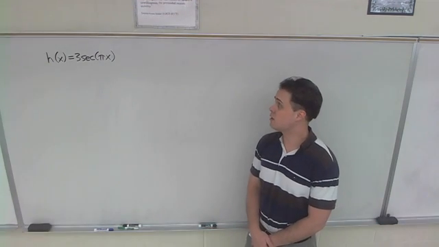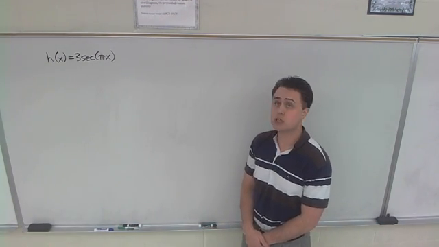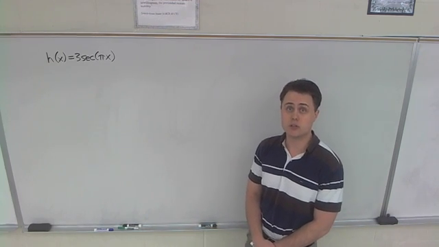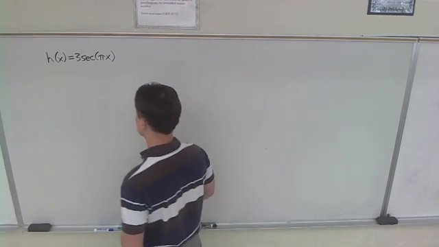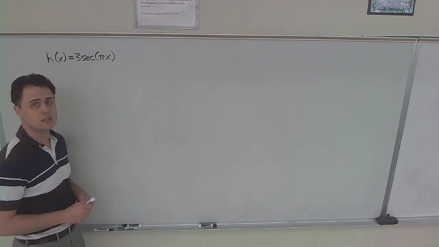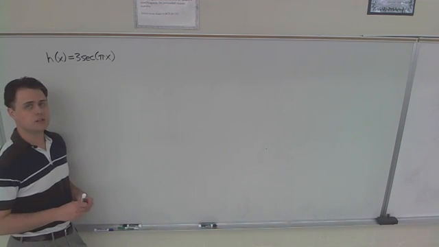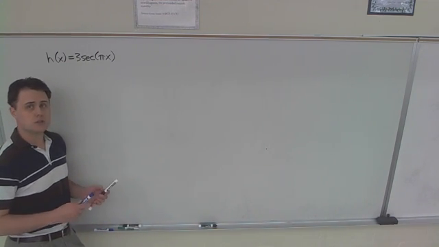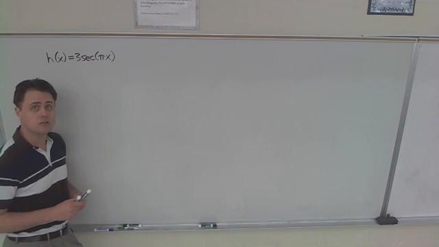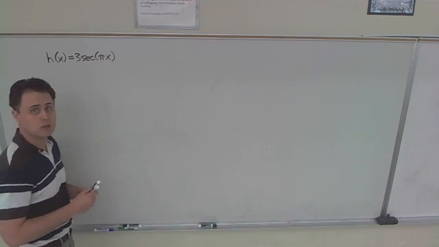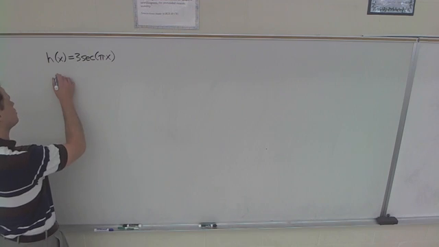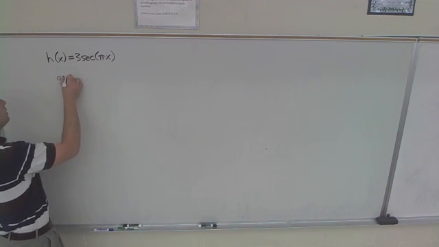Let's now look at a graph with some transformations in it of one of the cofunctions. So we've got 3 secant of pi x. What kind of transformations are we going to do? First you of course want to graph the guide, just like we graphed the guide for plain old secant and cosecant. So let's write down our guide.